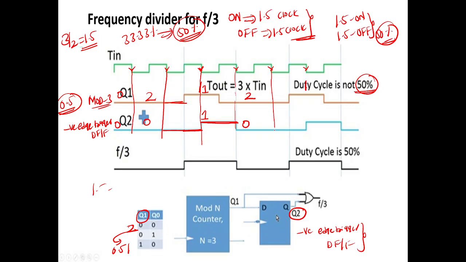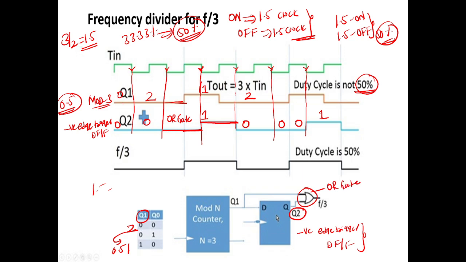And this negative edge anyway, this is 0 only, and till the next negative edge it will be in the 0 state only. At the next negative edge, it becomes 1. So if you connect these two with an OR gate, here we are connecting with an OR gate.